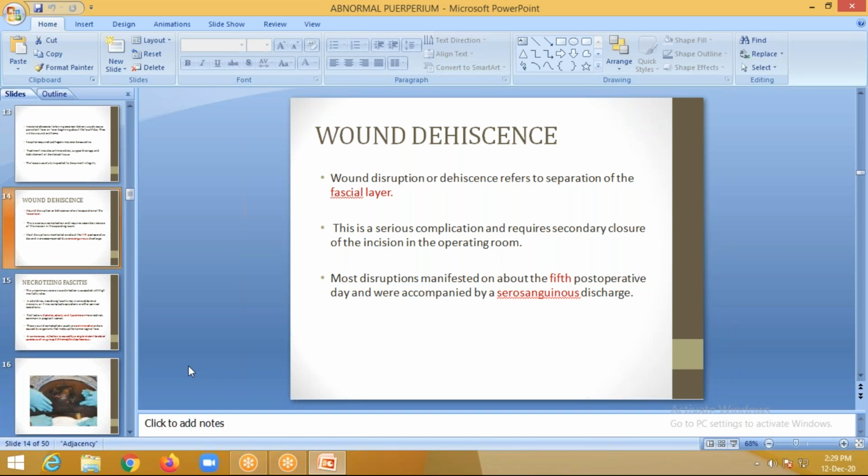Wound disruption or dehiscence refers to separation of fascial layers. This is a serious complication and it requires secondary closure. Most disruptions manifest on the 5th postoperative day and are accompanied by serosanguinous discharge. Generally, we do dressing on the 4th or 5th postoperative day, so if we notice any serosanguinous discharge, we will start antibiotics as soon as possible. So we have to detect these wound infections as soon as possible to avoid wound dehiscence and treat early.